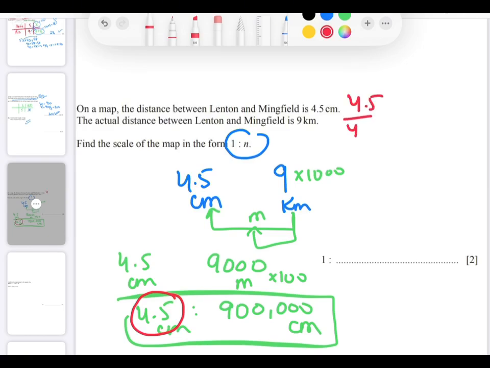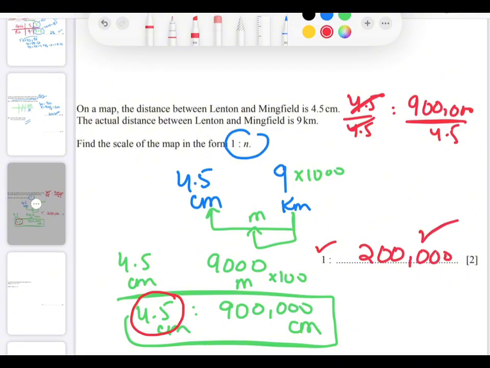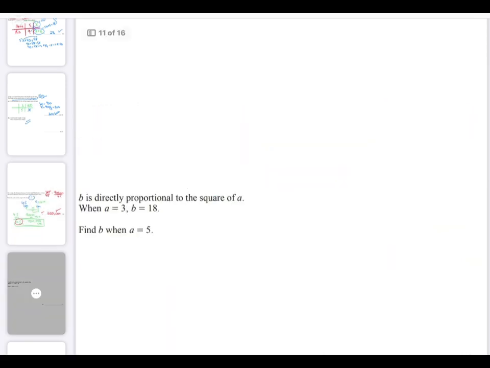4.5 divided by 4.5, and I will divide this by 4.5 as well. So this will cancel out, and this will become 1. That is already written. Now I need to divide this value by 4.5, so I will get this value. This will be our final answer. So I hope everything is clear in this question. That's a basic question.